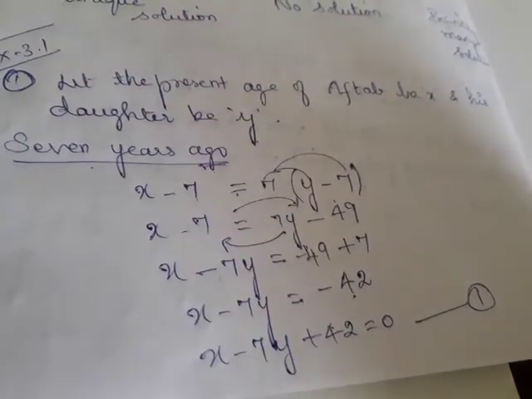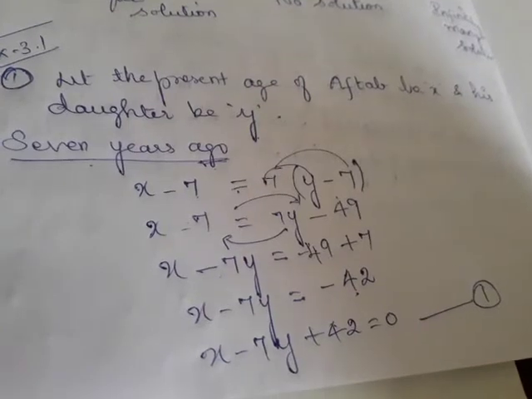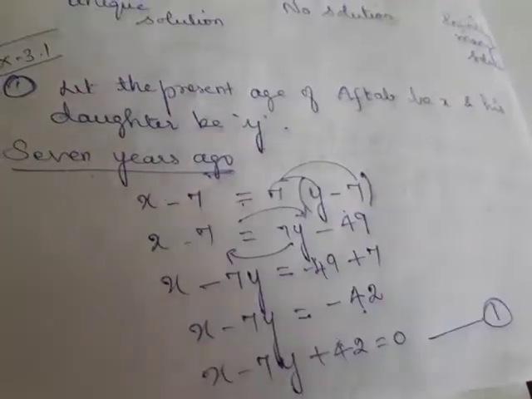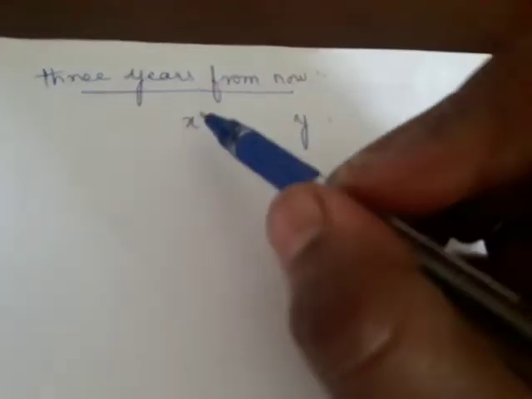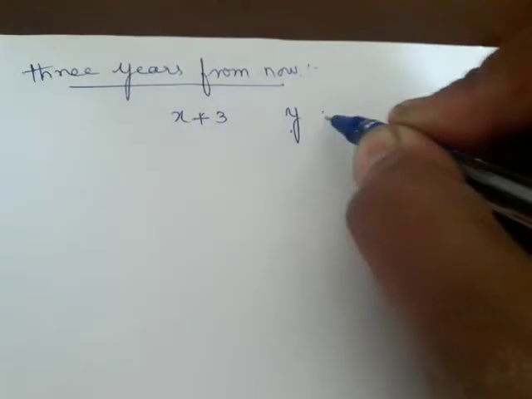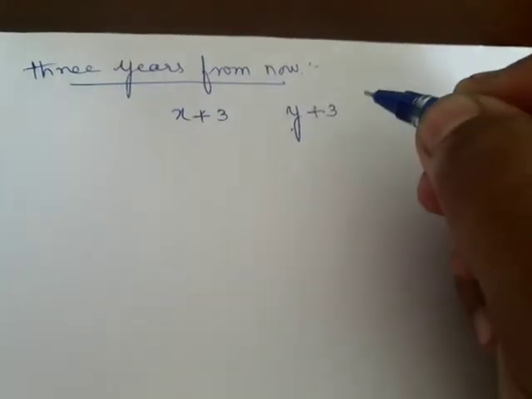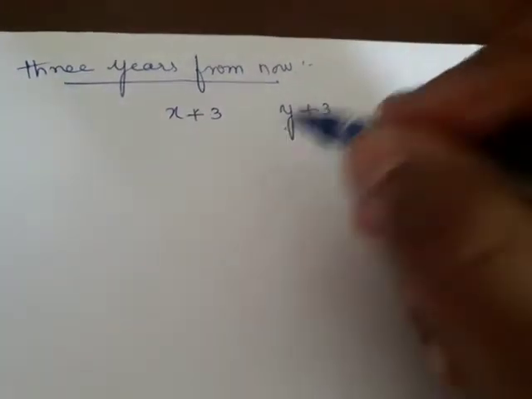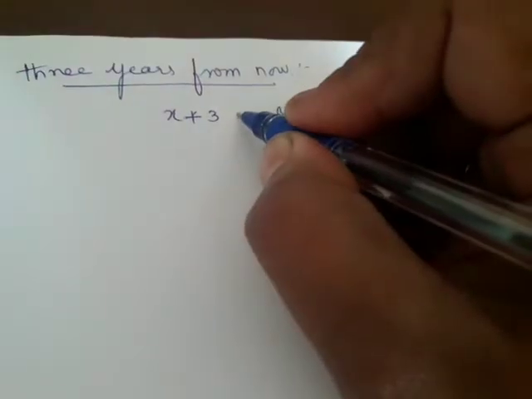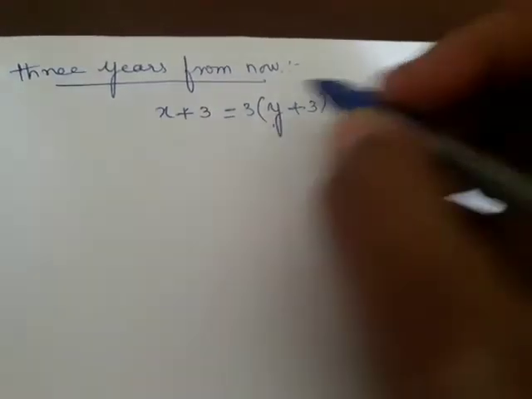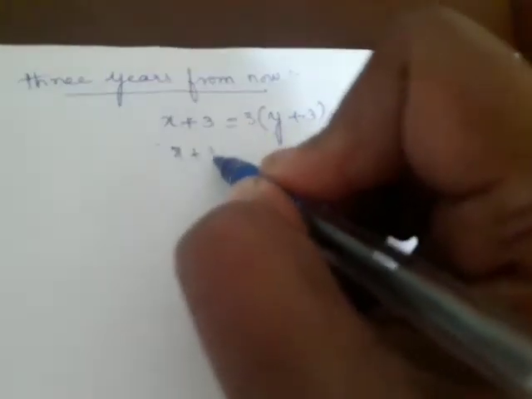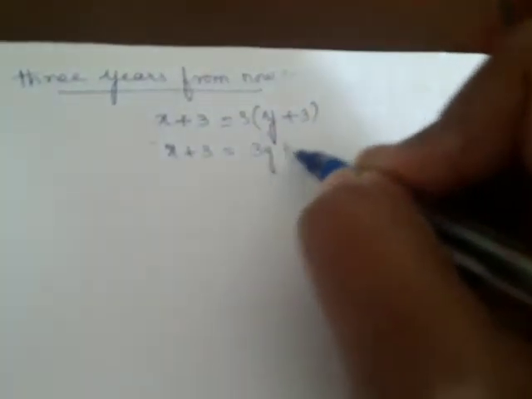Now the second statement that they have given: 3 years from now. 3 years from now means the present ages are x and y, so add 3 to both the ages. 3 years from now, I shall be 3 times your age, so it equals 3 times, right? Now expand: x plus 3 is equal to 3y plus 3 threes are 9.